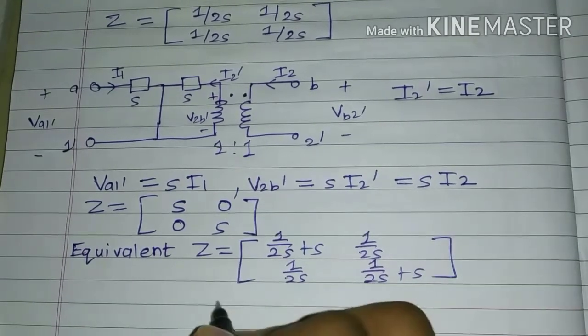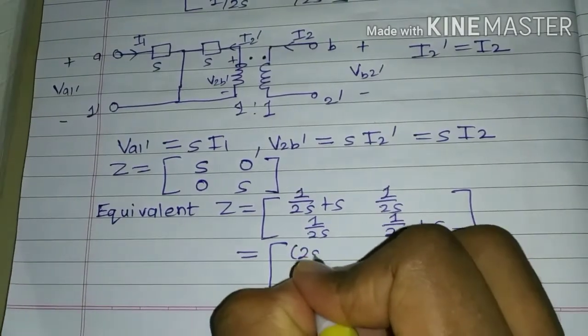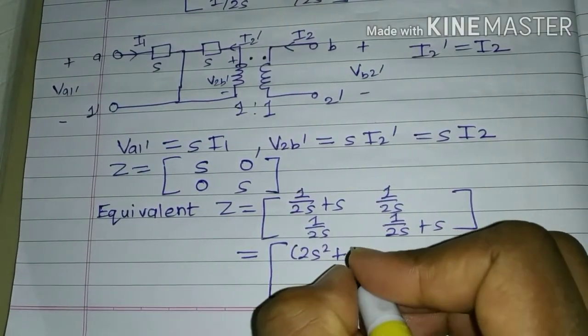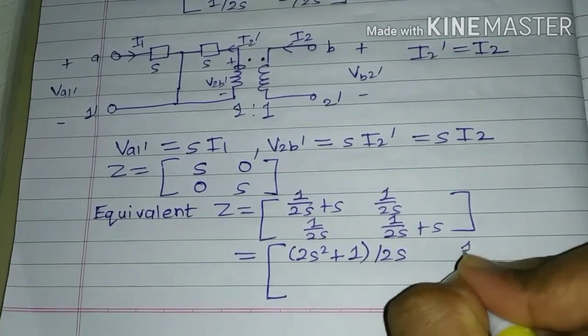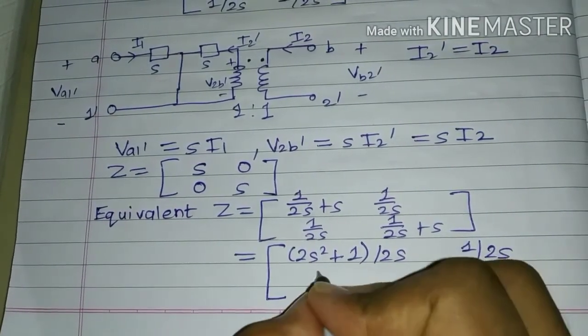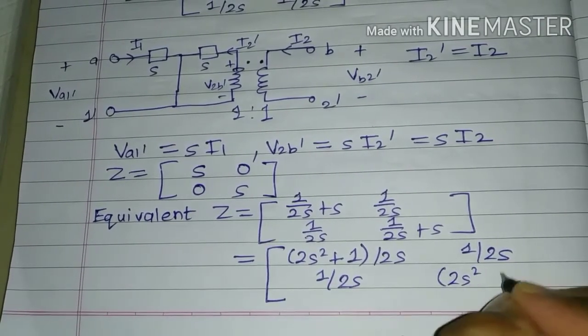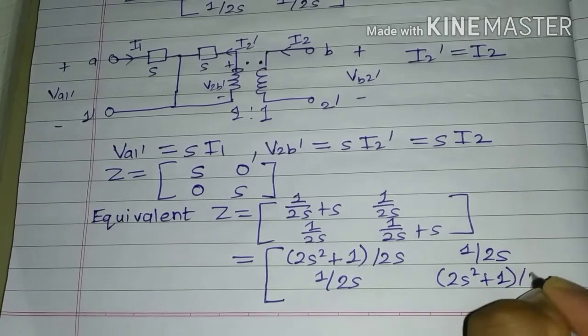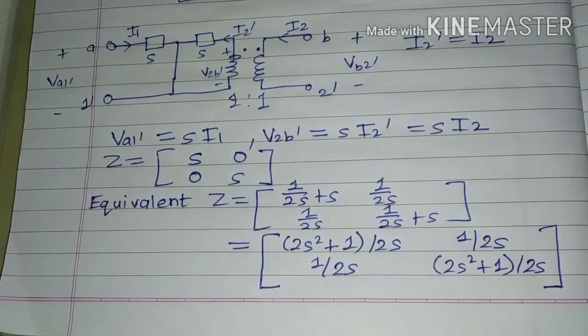So the equivalent Z parameters is equal to 2s square plus 1 divided by 2s, which is Z11, 1 upon 2s, which is Z12, again 1 upon 2s, which is Z21, and 2s square plus 1 upon 2s, which is Z22 of the equivalent circuit. Hence, this is the impedance matrix of the interconnected network.